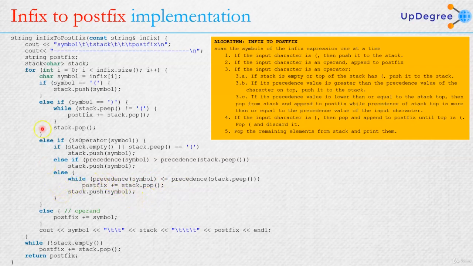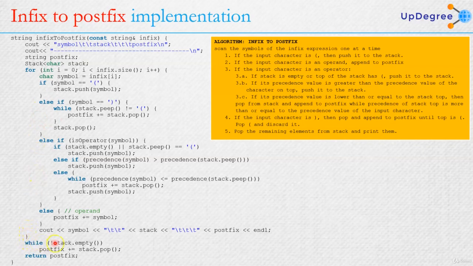All right, so if none of these conditions are true, then the symbol scanned must be an operand, and in case it is an operand, rule 2 says we have to append it to postfix. So we are going to append it to postfix. And finally we have printed the symbol, the stack and the postfix, so that we can see at every step what has happened. Okay, so once this for loop is over, we have completed scanning the infix expression.